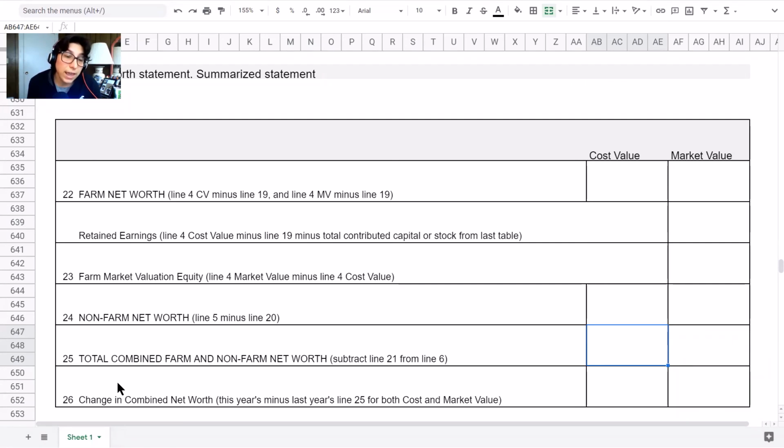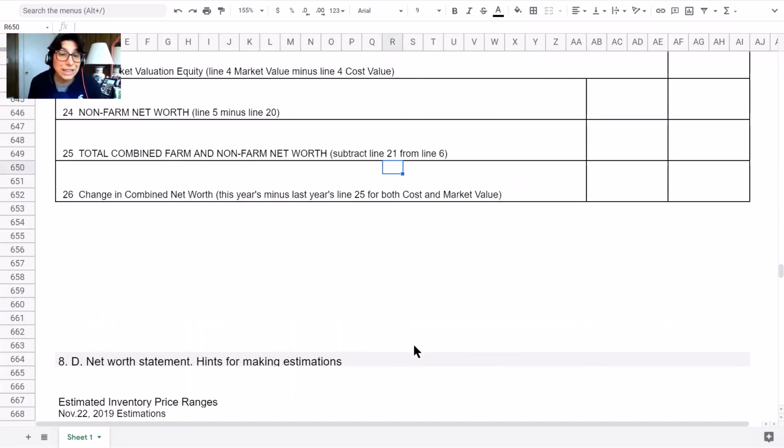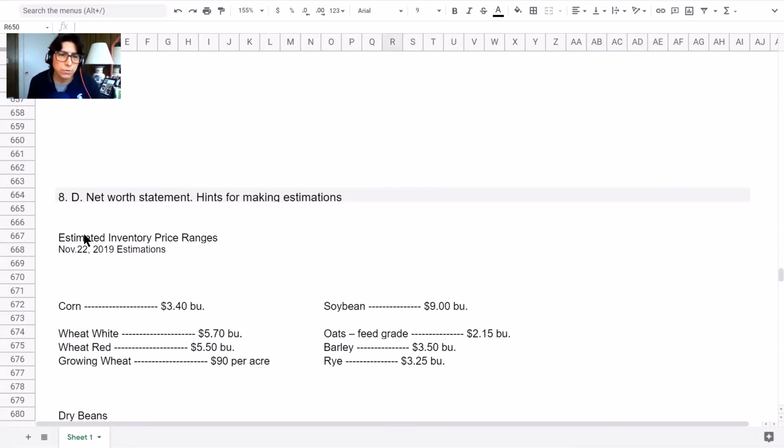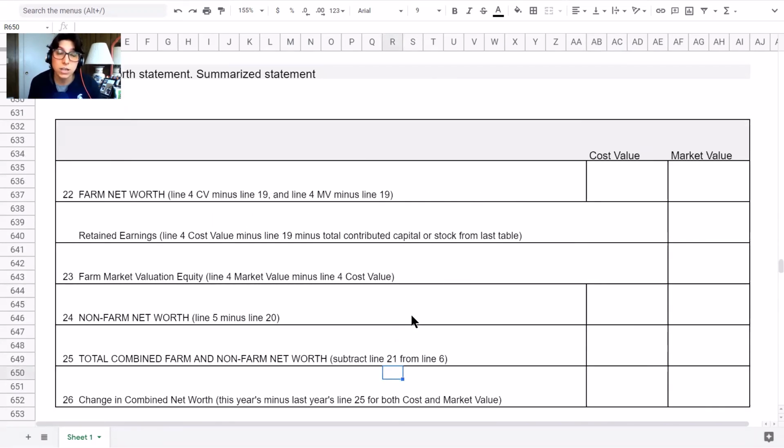And then another thing you can look at is the change in combined net worth, which is this year's minus last year's total combined farm net worth for both cost value and market value. And so that way you can compare if your farm or your business was worth more this year than last year or the other way around. That's actually the end of this table or this sheet. Here at the bottom, like I said before, there are hints for making estimations. I'm not going to go into that because you may not need those hints, but if you do need them, you can get them from there.